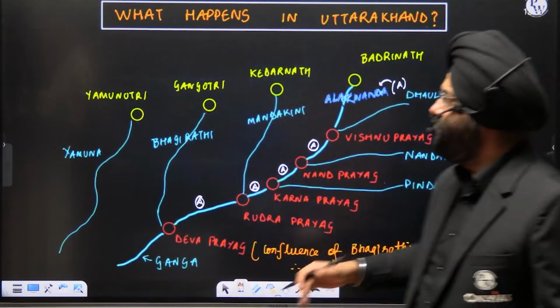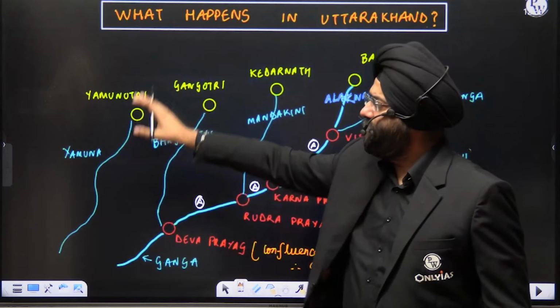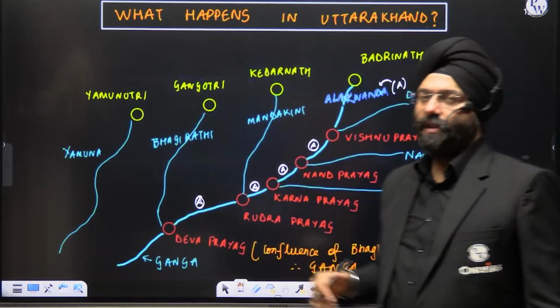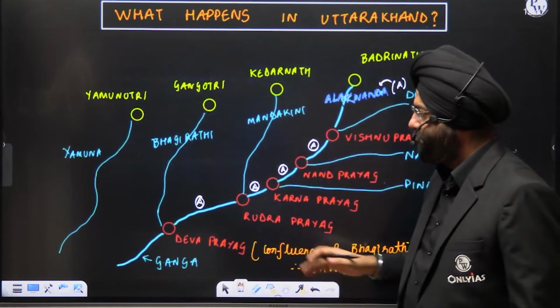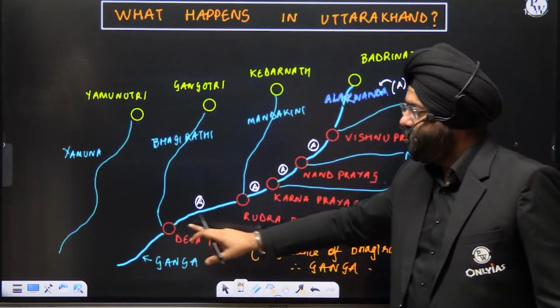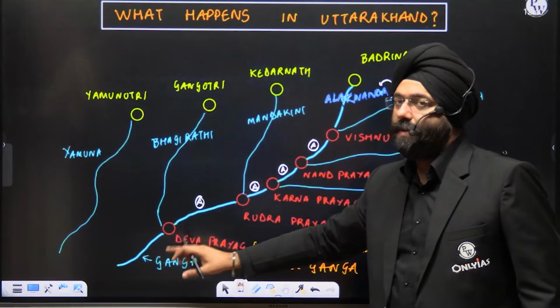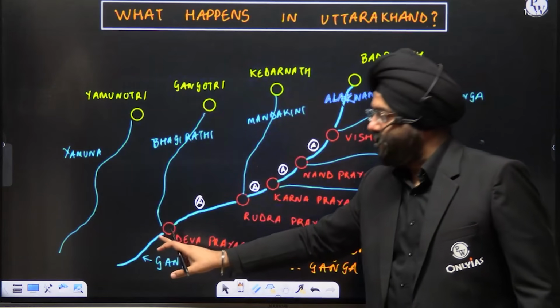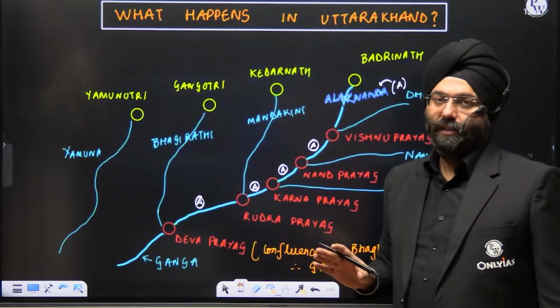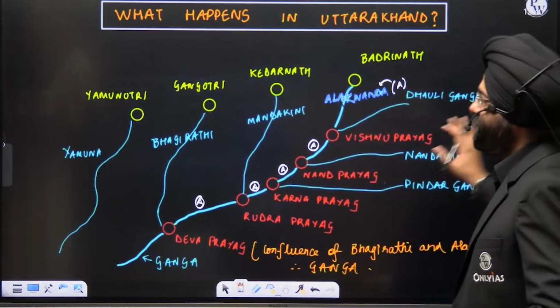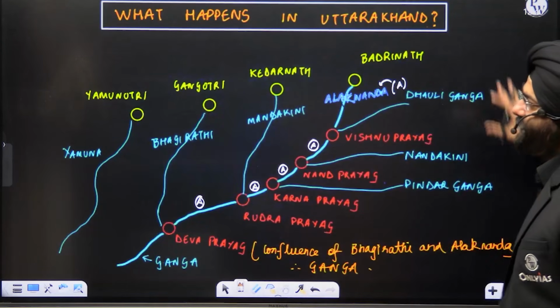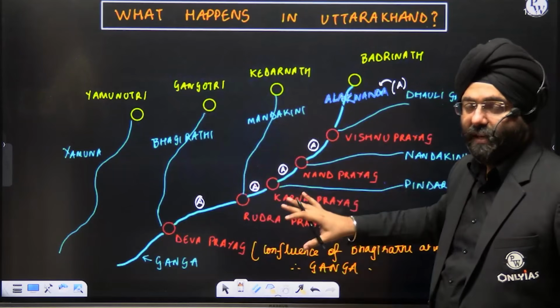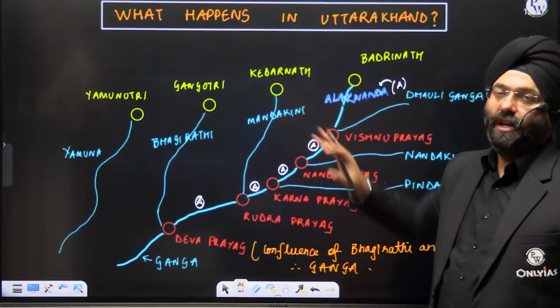And obviously, you know that Yamuna from Yamunotri, we'll be studying later on where the merger takes place at Prayag and all. And this is what is Ganga. Ganga name comes after the merger of Bhagirathi and Alaknanda. And then it is known as Ganga, not before that. Clear? So this is something that is happening or taking place in the state of Uttarakhand.